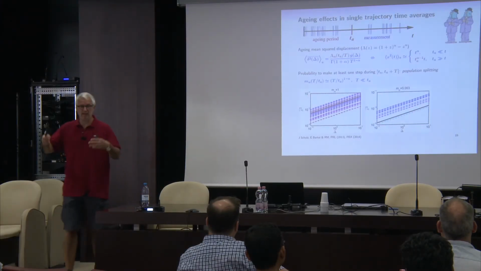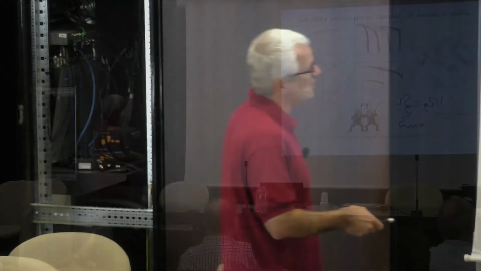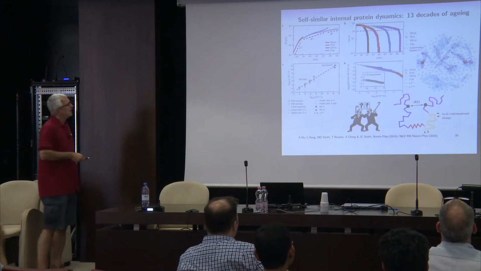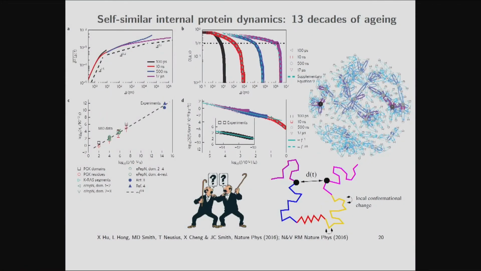You can always say in real systems, power laws always have a cutoff. You have a finite system, you have a longest time scale. So let me give you one example. These are simulations by Jeremy Smith's group in Oak Ridge. They look at the relative diffusion of 2 amino acids in a protein chain. So we're looking at molecular dynamic simulations of a single protein.